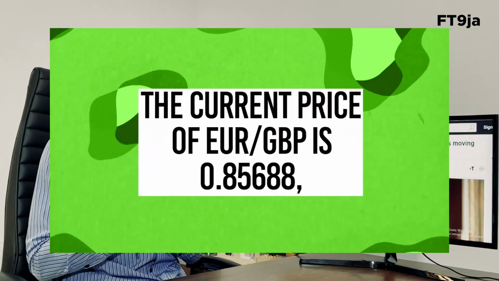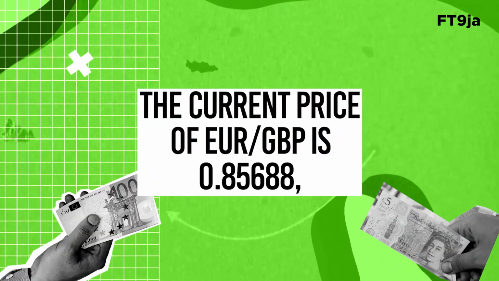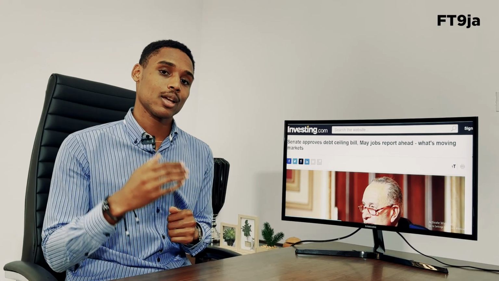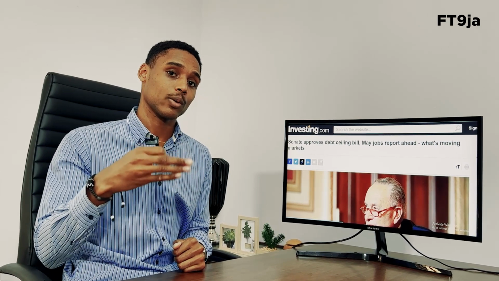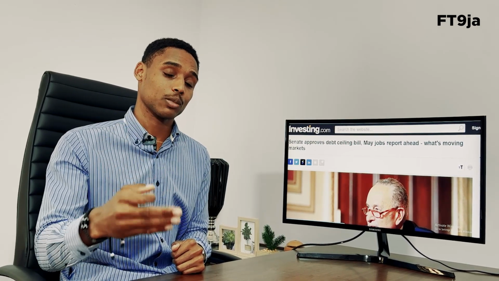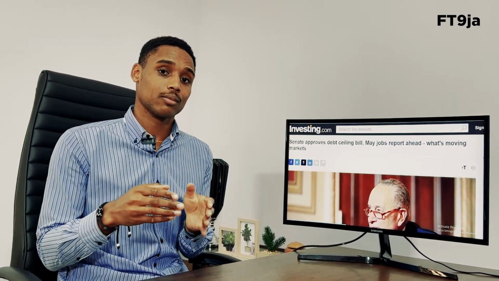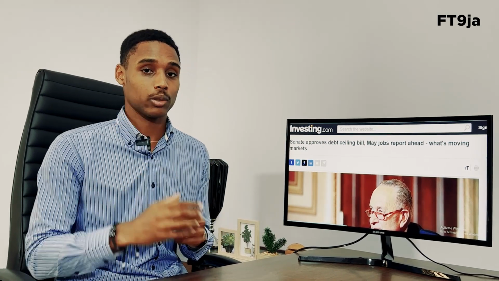Currently, the euro pound is valued at 0.85688. What this means is that 1 euro is worth 0.85688 British pounds. This means that that amount of pounds can buy 1 euro.